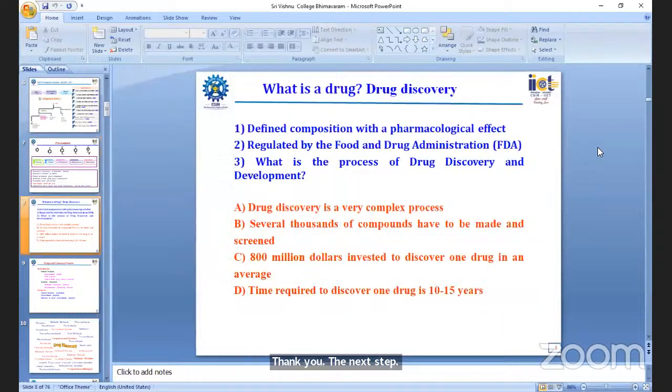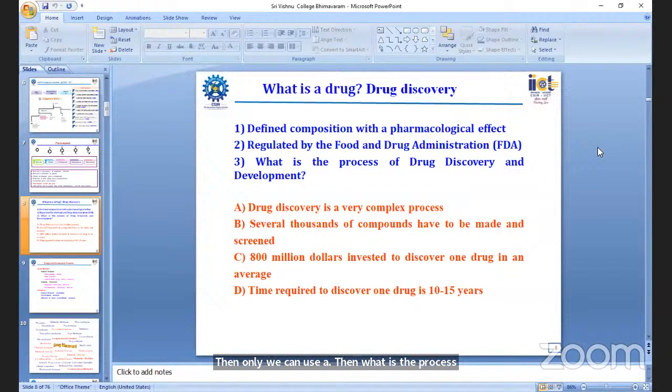Next one. If you talk about what is a drug, everybody knows that it is a defined composition with a defined pharmacological effect, whether for cancer, tuberculosis, or diabetes. Then it has to be approved by the FDA. Only then can we use it as a drug. Then what is the process of drug discovery and development?